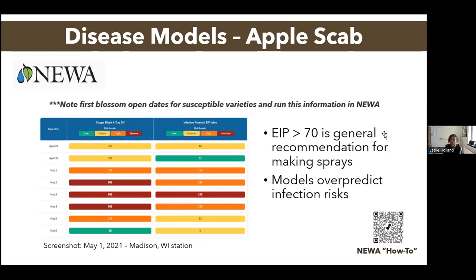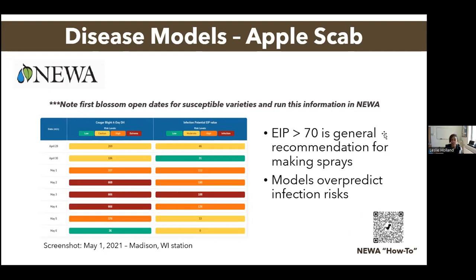For those of you who are new to NEWA, I've included a QR link that you can go through an article that was put together in our fruit newsletter that talks about how the new version of NEWA can be used. Now, the prediction models are great. They do identify the risk of infection based on weather conditions, but they certainly do not replace in-field observations of plant phenology or scouting. So please, this should be a holistic program.